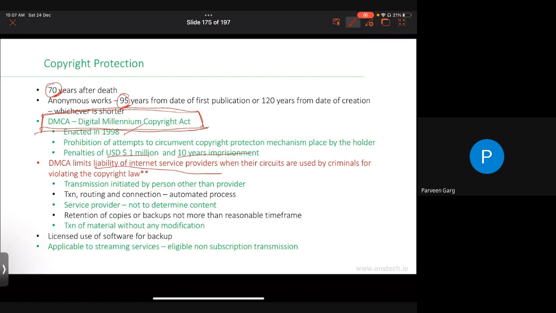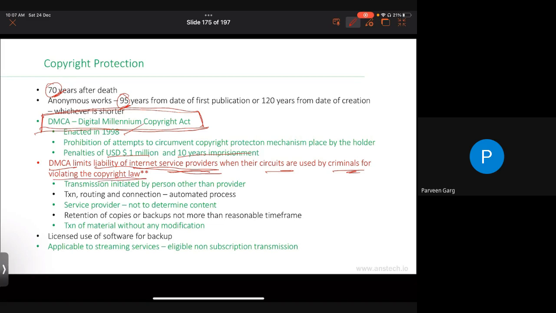But in the internet world, today you send me a threat message on the internet. That means the internet provider also is at fault because he has provided a medium for someone to blackmail me. So that liability was removed by DMCA. They said internet service providers or their circuits used by criminals for violating the copyright law will not be liable.